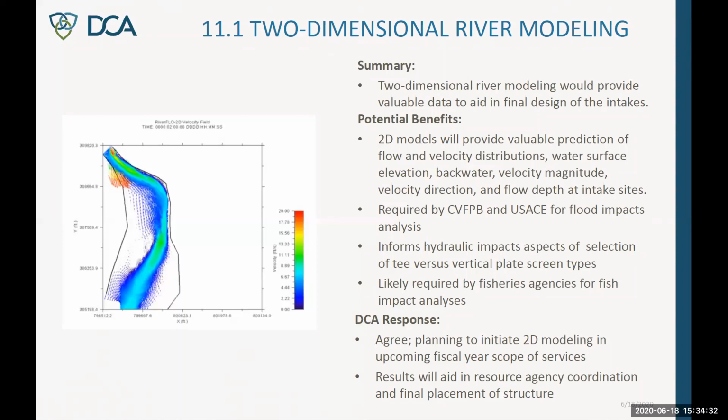They do provide valuable predictions of flow and velocity distributions, and flood control people look at this, about erosion potential in places you need to armor the banks. We also will look at it for the fine tuning of the position of the intakes at the sites to minimize those kinds of things. Fisheries folks look at them to see the kinds of impacts it may have on aquatic species and things we may be able to do along the face of the structures.